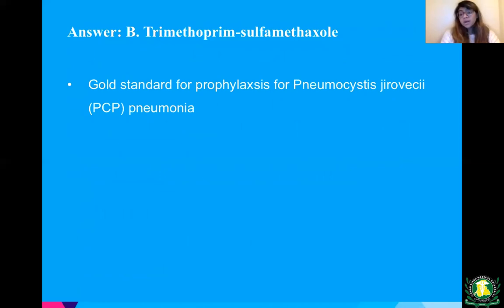Also, you are prophylaxing her against toxoplasmosis, right? Because with toxoplasmosis, we would prophylax when the CD4 count is less than 100. So she meets both the criteria for Pneumocystis jirovecii prophylaxis as well as toxoplasmosis prophylaxis.